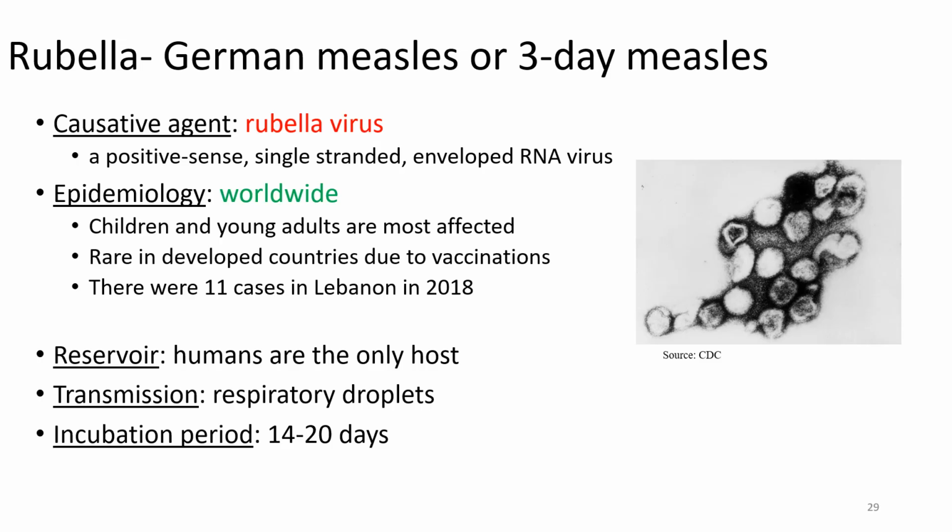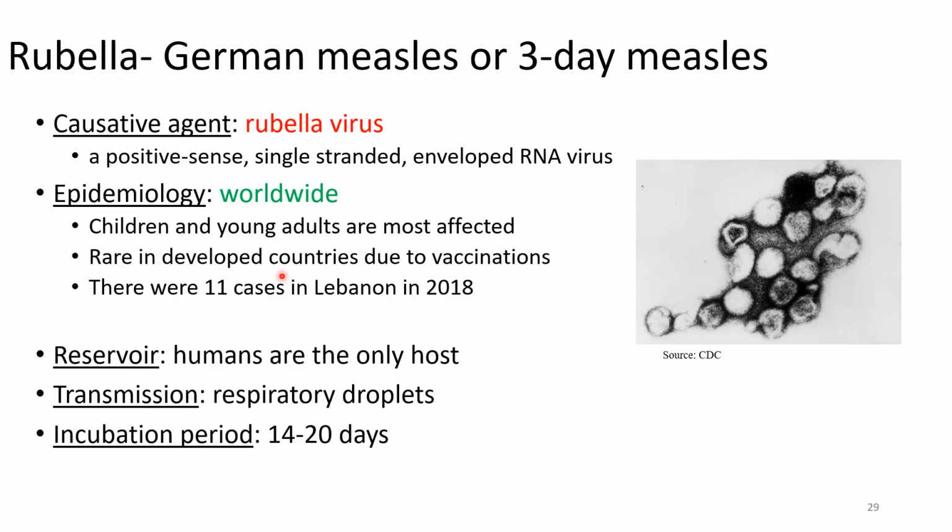So next we will talk about rubella virus, or the German measles disease. So rubella or German measles is also known as the 3-day measles. It's caused by the rubella virus. This virus belongs to the Togaviridae family, genus Rubivirus. This is a positive sense single-stranded enveloped RNA virus, so different from the viruses we've talked about so far today, which were DNA viruses. It has a worldwide spread, and children, of course, are most susceptible, and to some extent young adults.